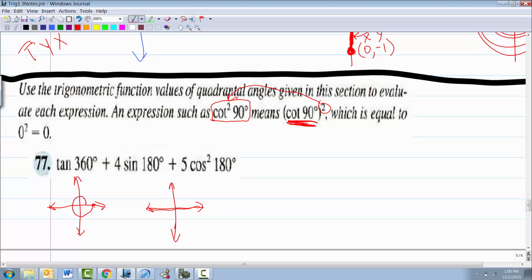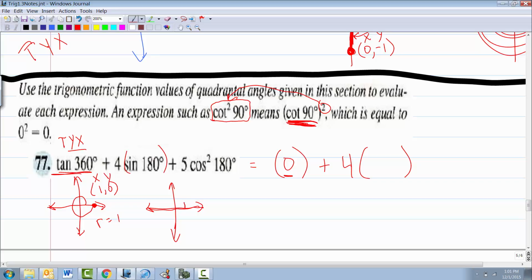By the way, 360, what's that point right there? 1, 0 with r equaling what? x, y. What's tan? y over x. What does that mean tan of 360 is? 0 over 1. So what I'm going to do is replace this with 0, because that's what tan of 360 is. Plus 4 times. All right, see what I'm saying? 4 times. All right, so all I have to do is find the sine of 180.